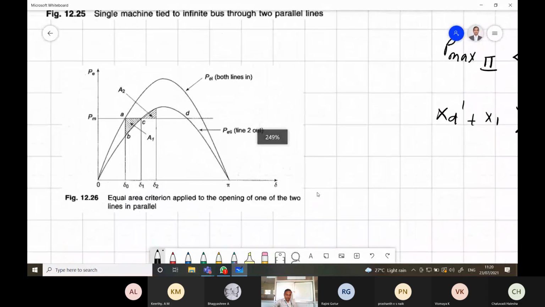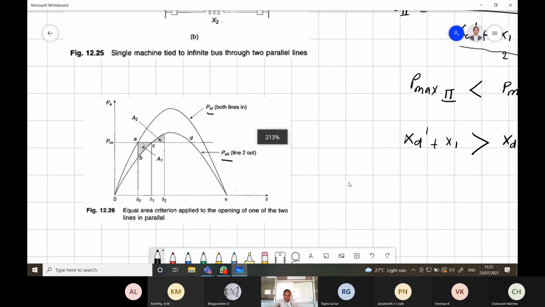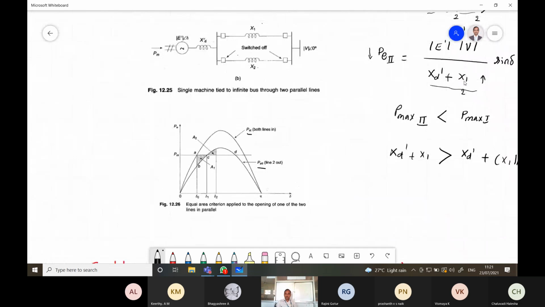equal area criterion now. Equal area criterion applied for the case where one of the parallel lines is open. So we have written two equations, PE1 and PE2. PE1 is more, it is transferring more power. So hence we will get the power angle curve with maximum power transfer. That curve represents PE1, where both lines are connected.